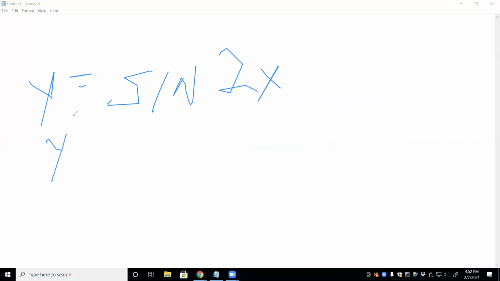Same thing as if the function is the sine of 2x, there's my function. Well, what's y prime? The derivative of the outside would be the cosine of 2x, right? Because the derivative of sine is cosine. But the derivative, that's the inside. And the derivative of that is 2. So I multiply that by 2. Okay. That's the chain rule in a nutshell.